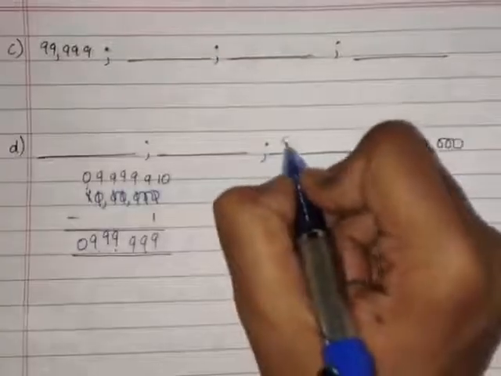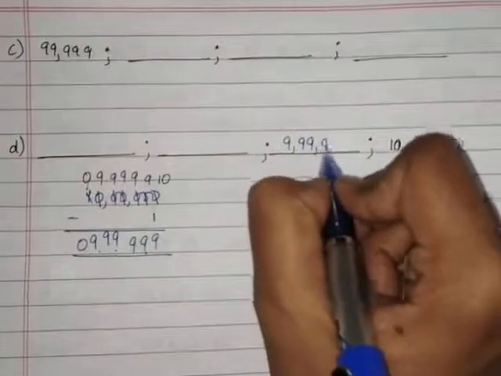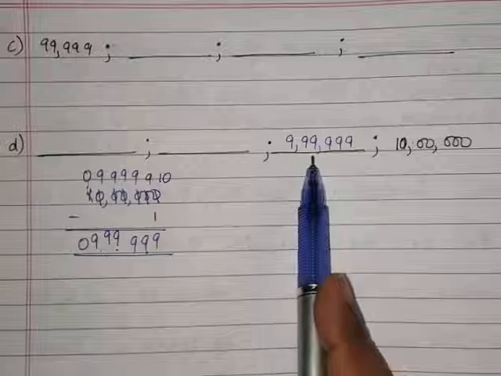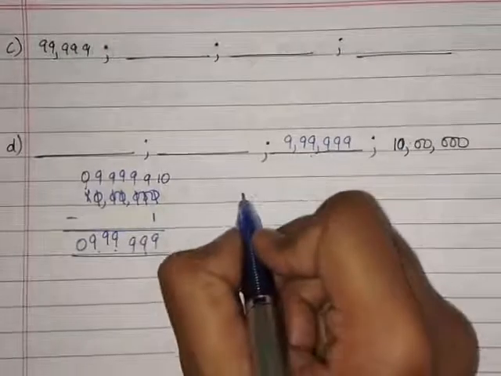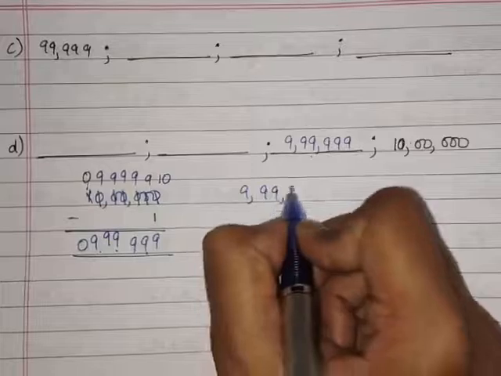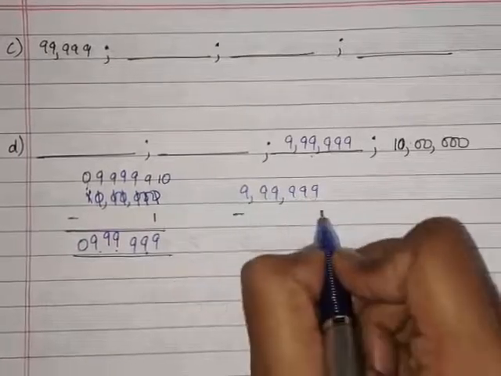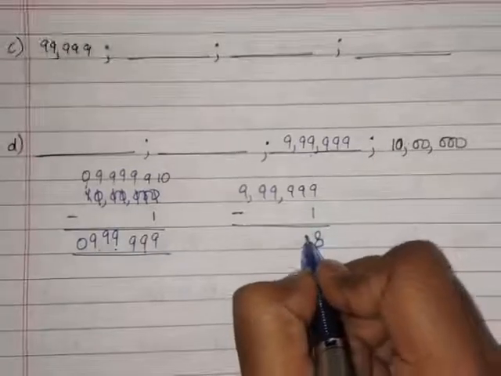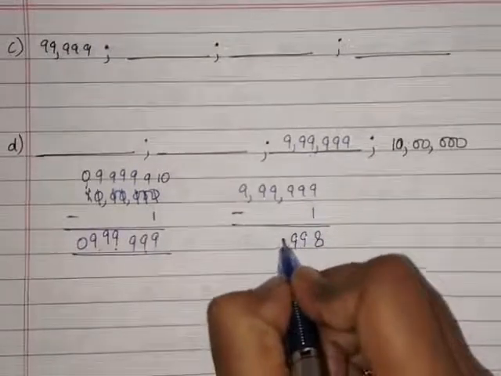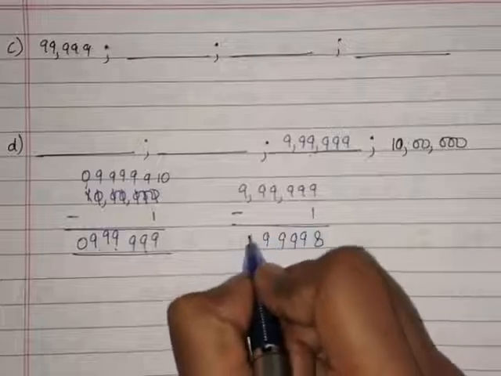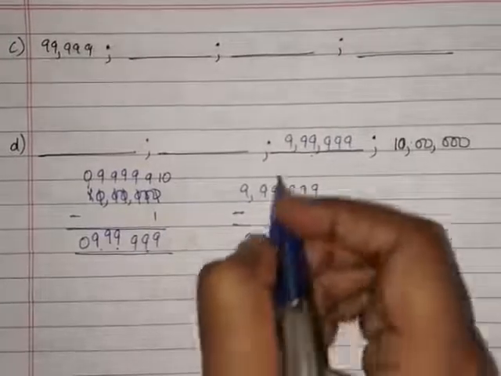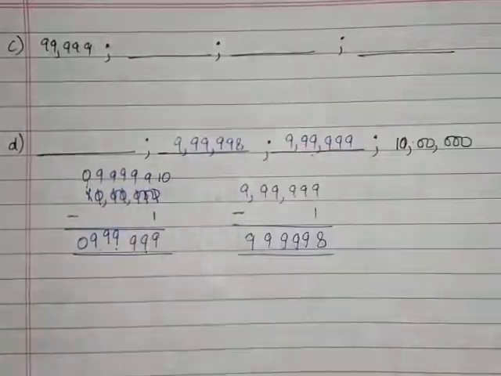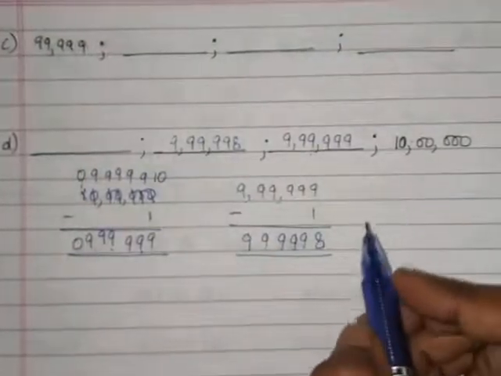So the first predecessor of 10 lakh is 9,99,999. Okay. Now what is the predecessor of 9,99,999? How will we get it? By subtracting 1 from the given number. 9 minus 1, 8. 9 minus 0, 9. 9 minus 0, 9. 9 minus 0, 9. 9 minus 0, 9. 9 minus 0, 9. So the predecessor is 9,99,998.